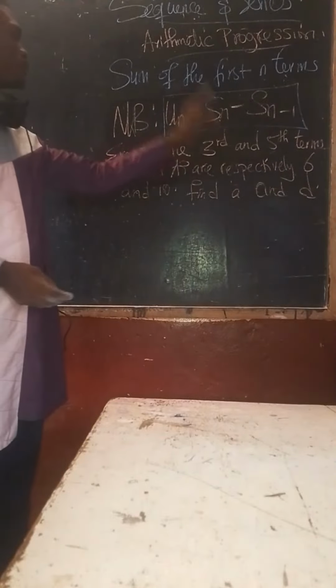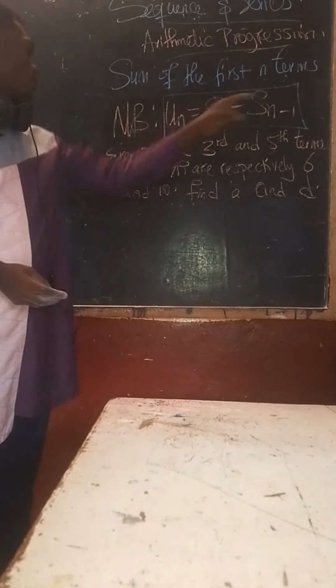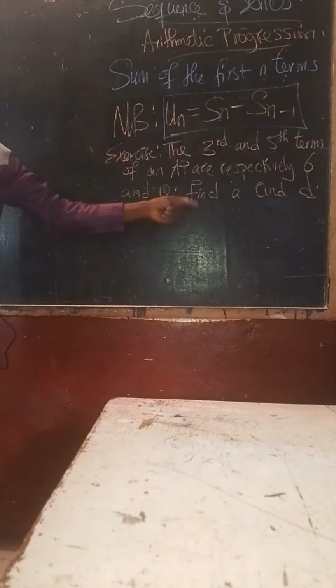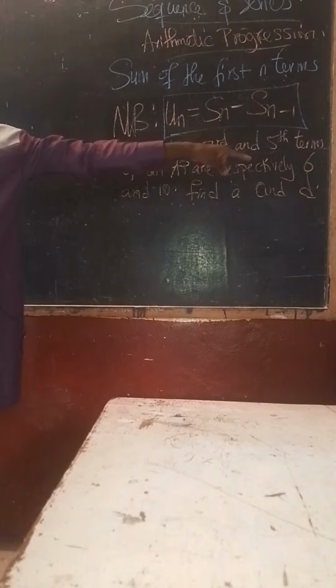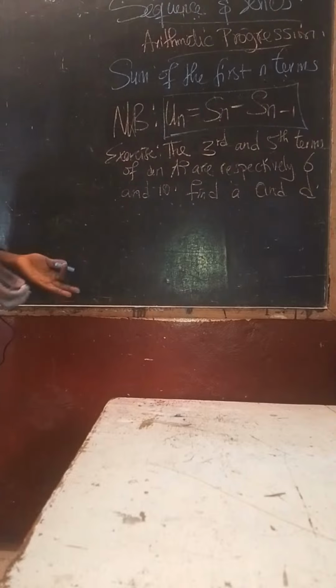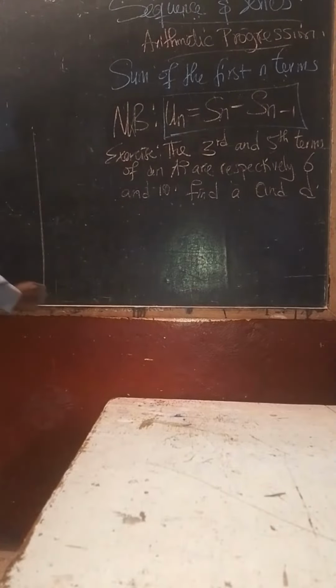Now, the third and fifth term of an AP are respectively 6 and 10. Find the first term and the common difference. This type of question is regular in your exam. You play with it. It's always there.